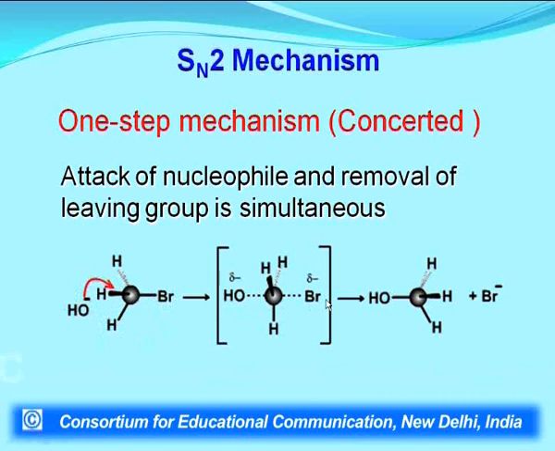The reaction passes through a transition state where the carbon is attached to 5 groups, 3 with proper sigma bonds, and the 2 groups, that is the leaving group and the attacking nucleophile, are partially attached, and ultimately the leaving group leaves and we get again carbon with 4 groups attached to it. This reaction proceeds with the inversion of configuration, and the reaction follows second order kinetics.